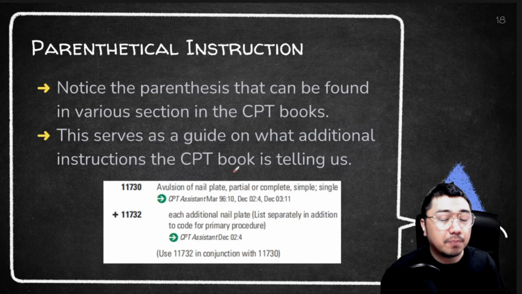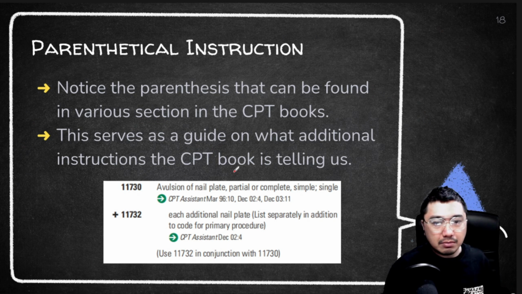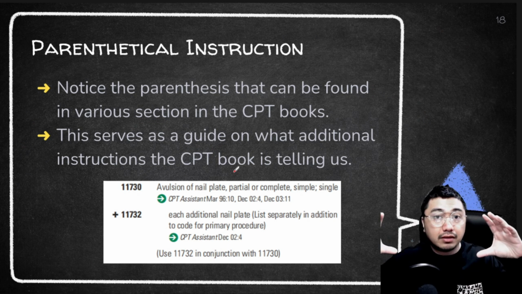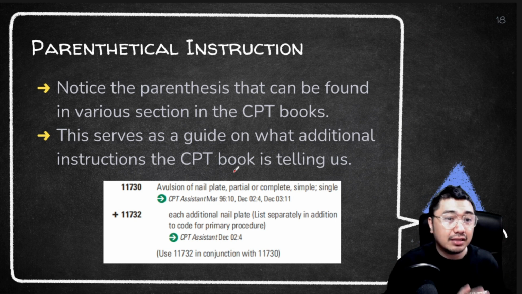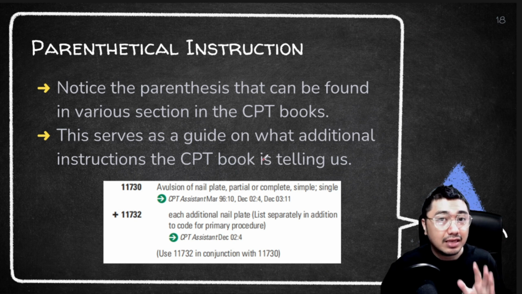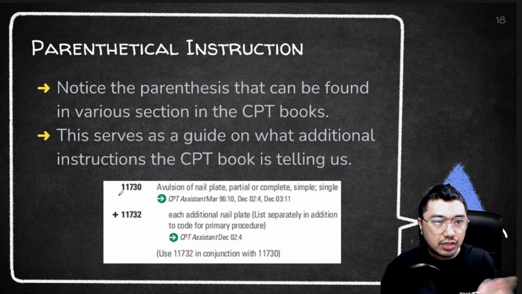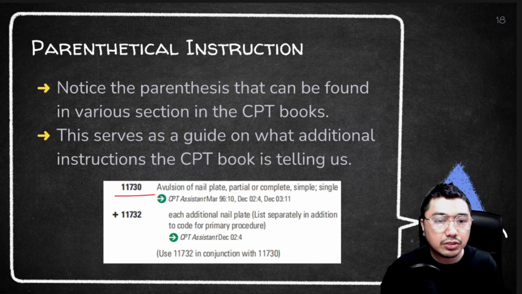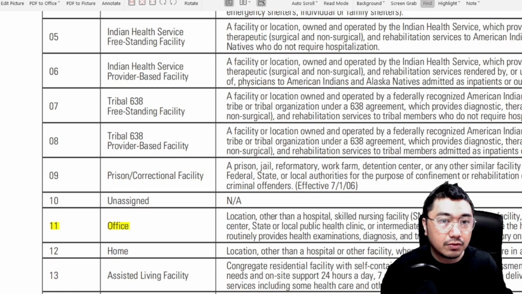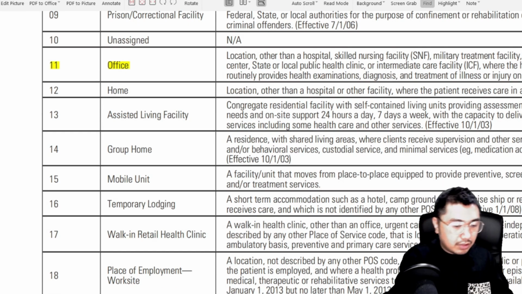All right, so parenthetical instruction. We're done with the semicolon. Let's now go to the parenthetical instruction. Again, certain parentheses can be found in some sections of your CPT book, and they serve as your guide. If you check your code 11730, it will serve as your guide for additional instructions. So, 11730, let's go to that code.